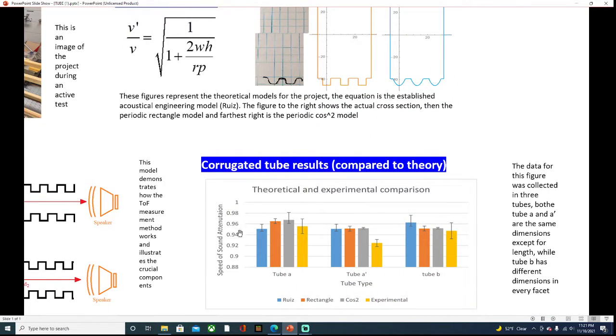But if you take a look at our experimental results, you can see that the Ruiz theory matches just about great with tube A, and then tube A prime, which is shorter by about 17 centimeters. The theory does not move because it's not related to length, but the drop was more. So we did experimentally see a larger drop. But the other two models do drop. They don't drop quite as much as you'd expect to match this, but they do drop, and so they are showing a trend in the correct direction.